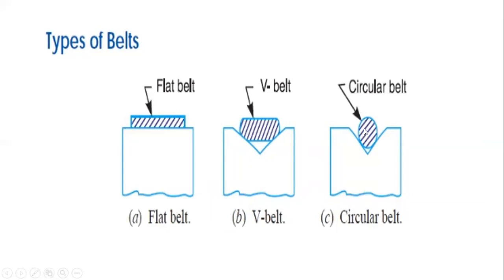And the last one is the circular belt. The circular belt or rope drive can be used both ways. This circular belt or rope belt is used for high power transmission. So whenever high power is to be transmitted, then this type of belt drive is used.